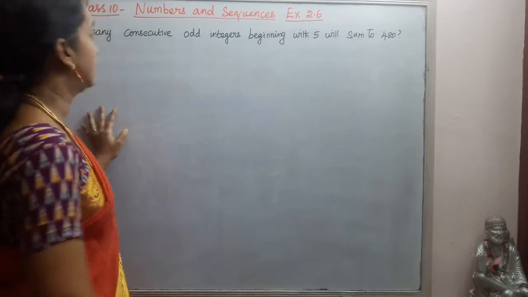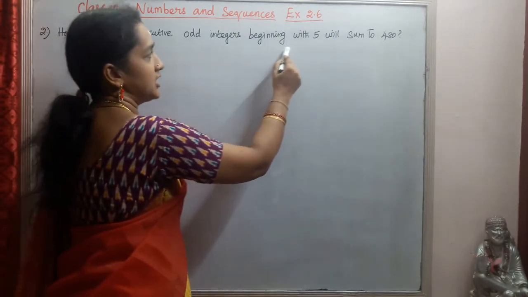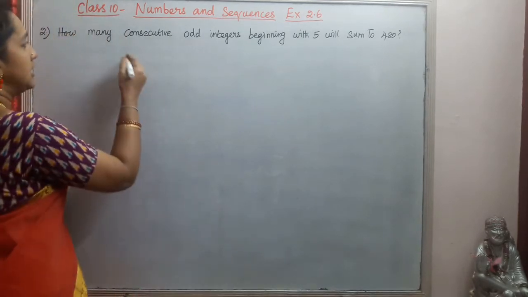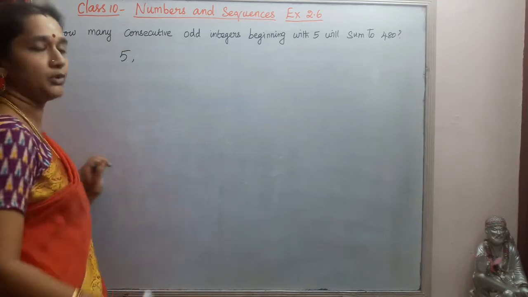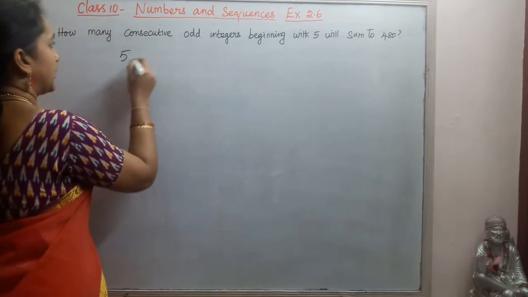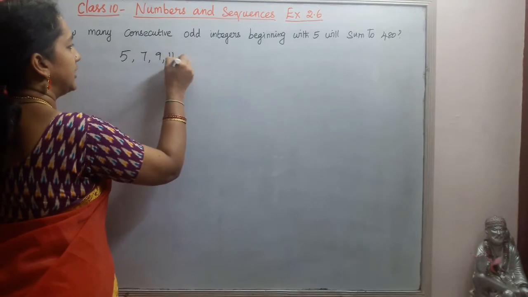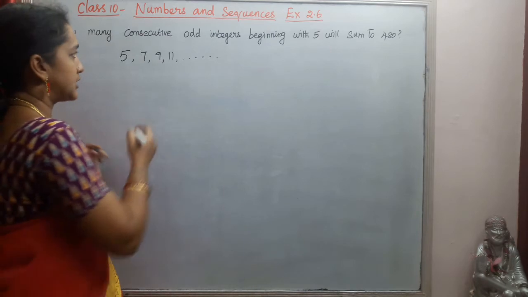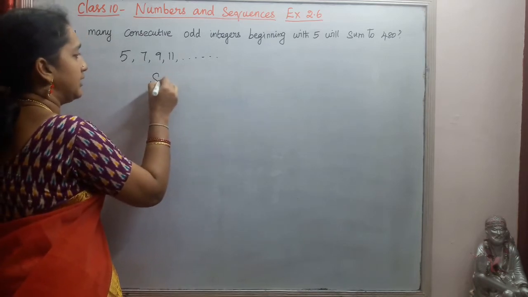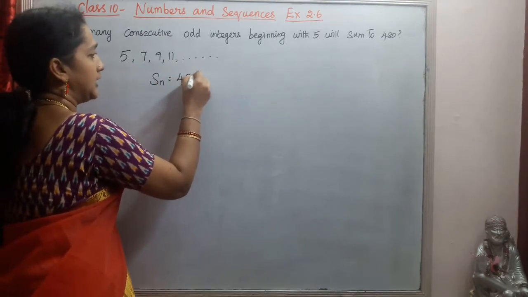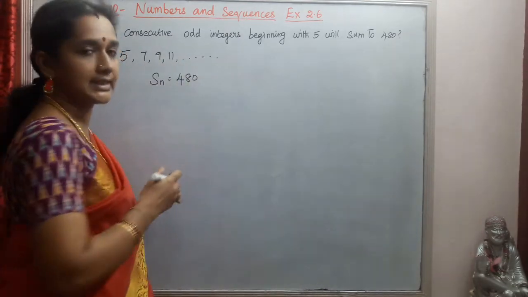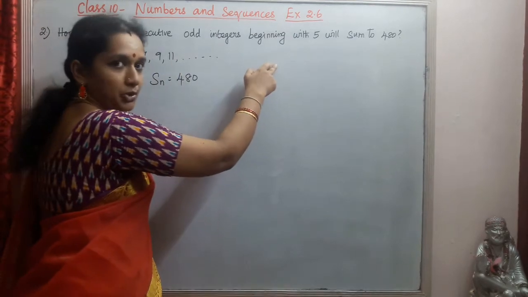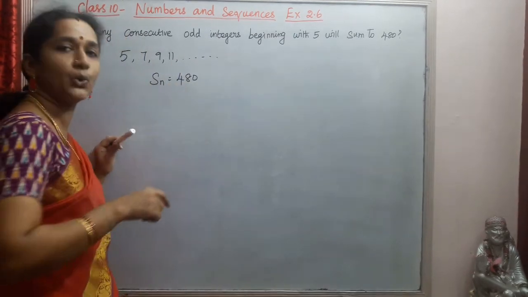Next sum is, how many consecutive odd integers beginning with 5 will sum up to 480? So beginning with 5 we have to find the odd integers first. So 5, 7, 9, 11, like that we will get, which will sum up to 480. So Sn is given as 480. If you find the sum of all these numbers starting with 5, how many numbers we have to take such that the sum will be 480?